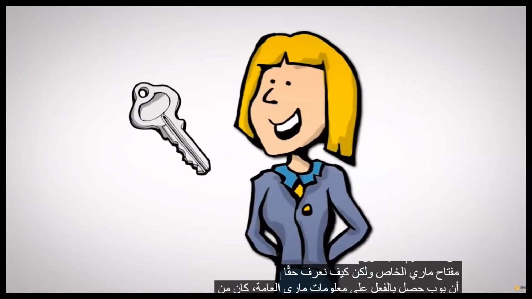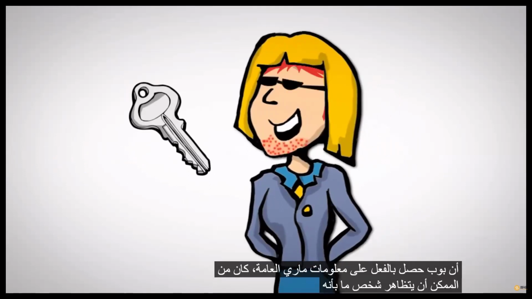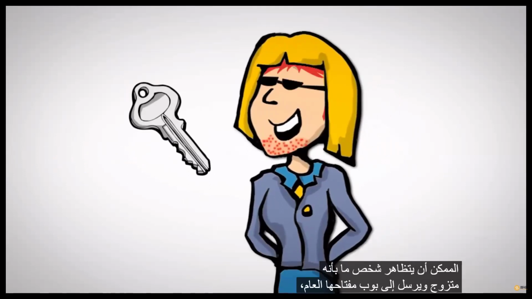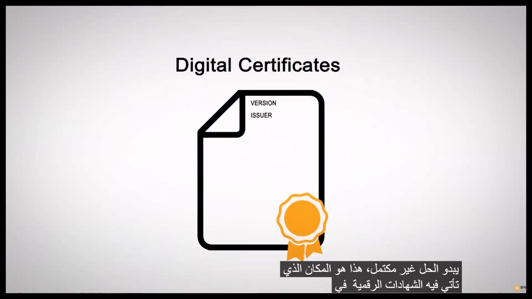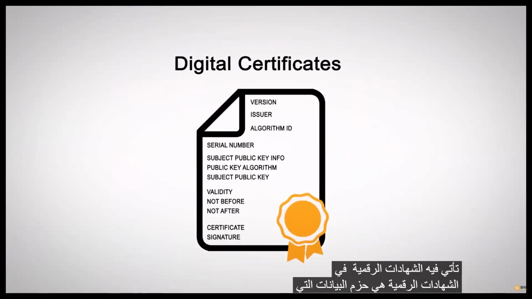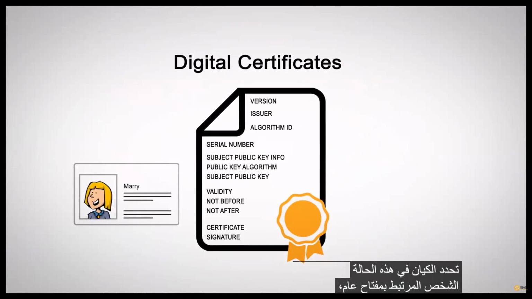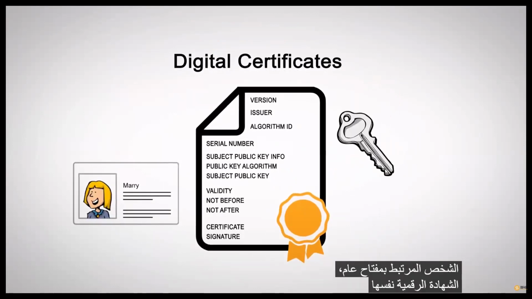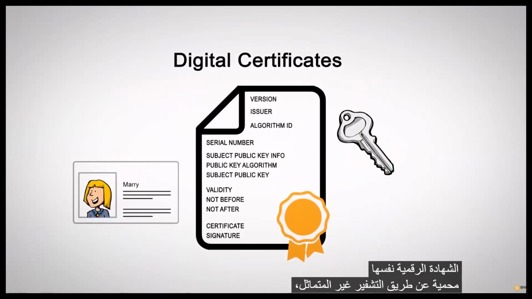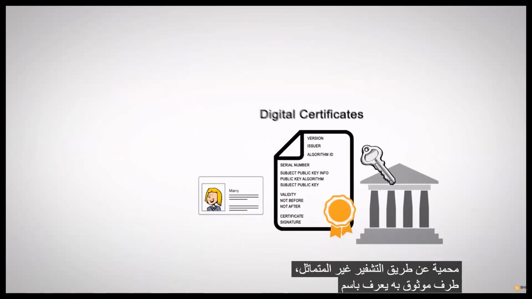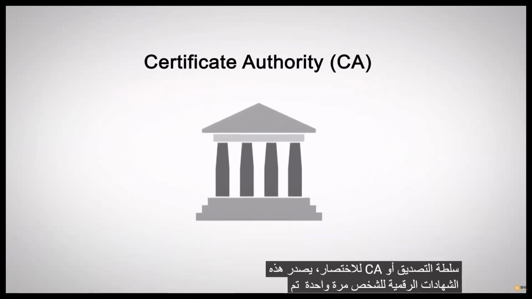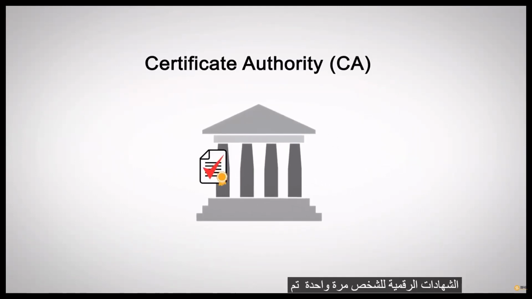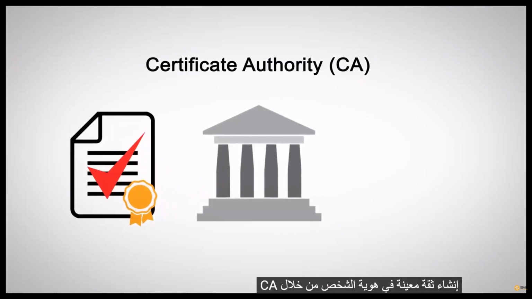But how do we really know that Bob really got Mary's public key? Someone could have pretended to be Mary and sent Bob her public key. The solution seems incomplete. This is where digital certificates come in. Digital certificates are data packages that identify the entity, in this case a person, that is associated with a public key. The digital certificate itself is protected by asymmetric cryptography. A trusted party known as a certificate authority, or CA for short, issues these digital certificates to the person once a certain confidence in the person's identity has been established by the CA.